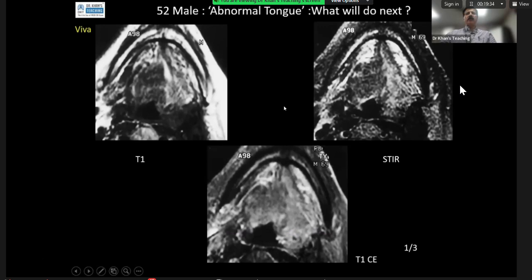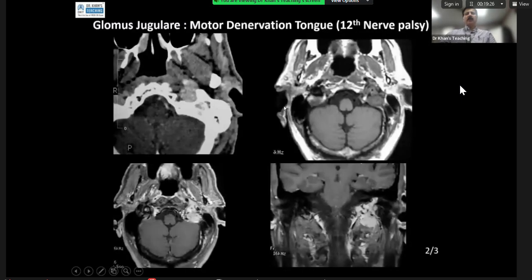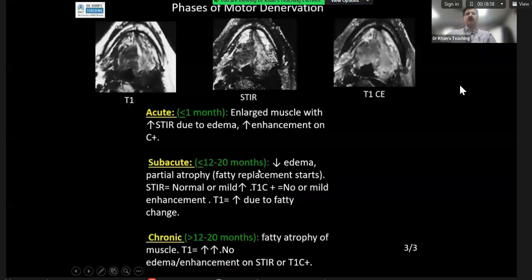Anatomy, remember the anatomy that hypoglossal canal is sitting next to the carotid space. So there might be a lesion at the base of the skull, which can cause motor denervation. And in this particular case, there was again a glomus jugulare, which was causing it. Because the hypoglossal, as soon as the 12th nerve comes out of the hypoglossal canal, it is in the carotid space. So, of course, this was an infiltrative lesion which has caused its denervation.